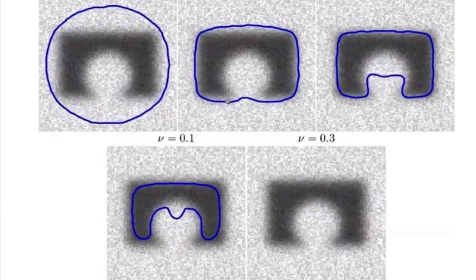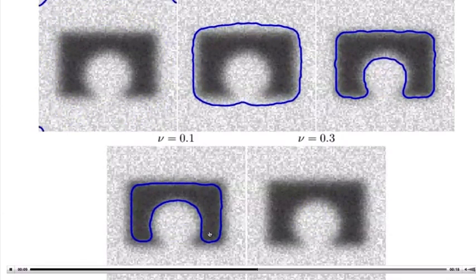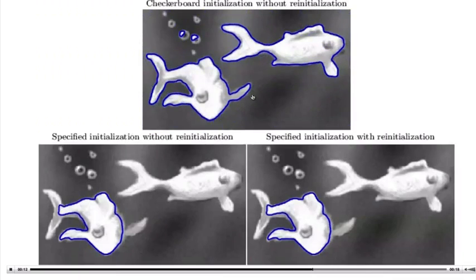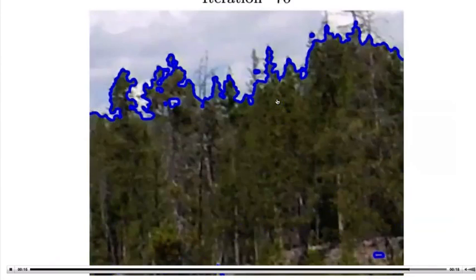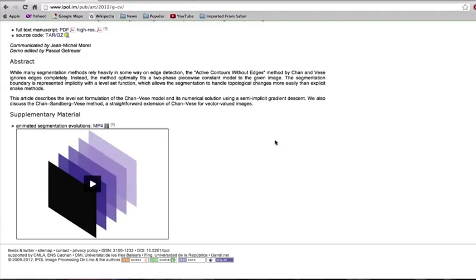So here we see contours evolving. This is a very clear example of a contour evolving towards the segment. Here we have another one. Just look at this one. And here we see once again how contours are evolving. So that's the basic idea of active contours. This was a very fast video just to illustrate one of the examples.